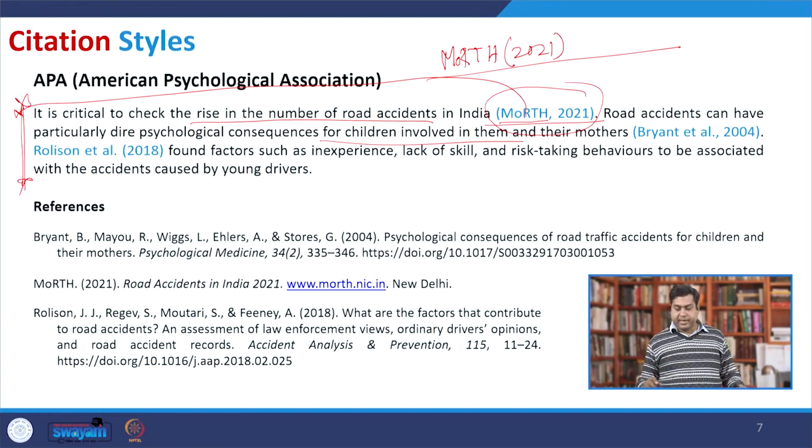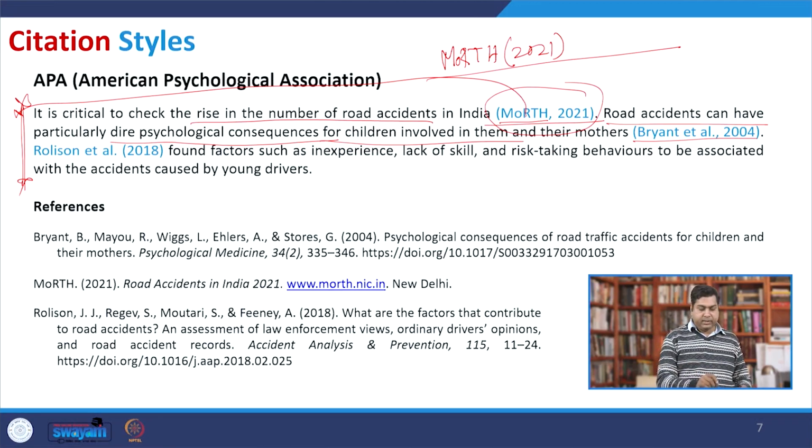So, this is the first statement. The second was: road accidents can have particularly dire psychological consequences for children involved in them and their parents or the mothers. This is something about understanding psychological behavior. This is a paper published by Brandt and other co-authors, that is why it is cited as Brandt et al. And it was published in 2024.